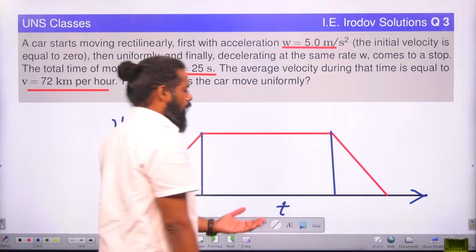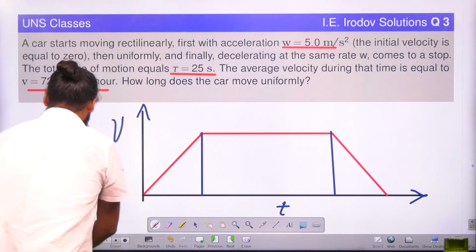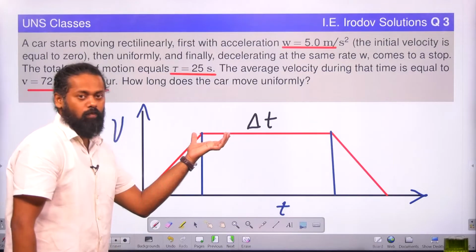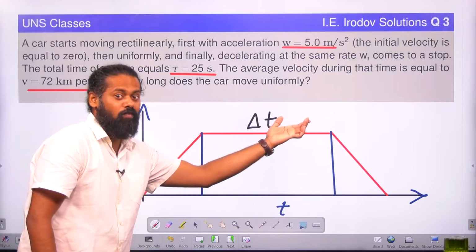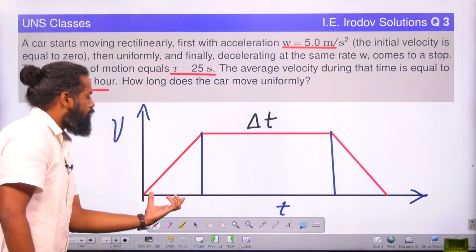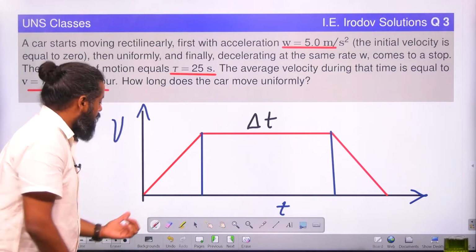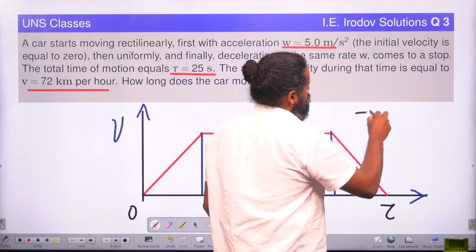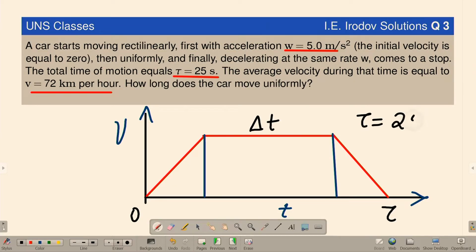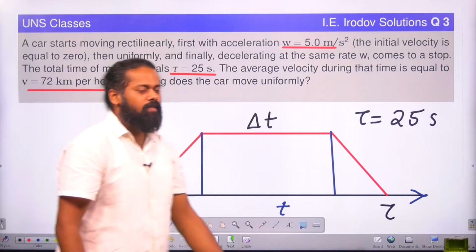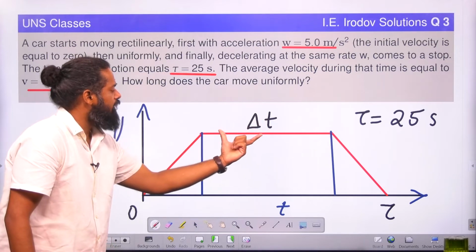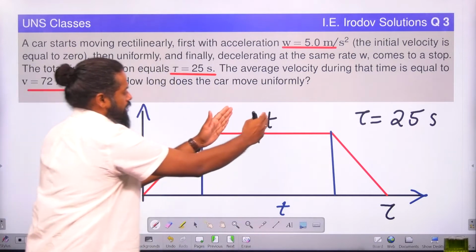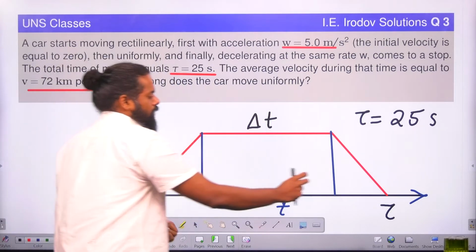Fine. Now assume that delta t is the certain amount of time for which the car traveled with uniform velocity. Then we can find out how. The total time from 0 to this point, the entire process, is given as tau. How much is tau? Tau is given as 25 seconds. We can easily find out tau minus delta t. What is tau minus delta t? If I take the difference tau minus delta t, you will get this time plus this time.